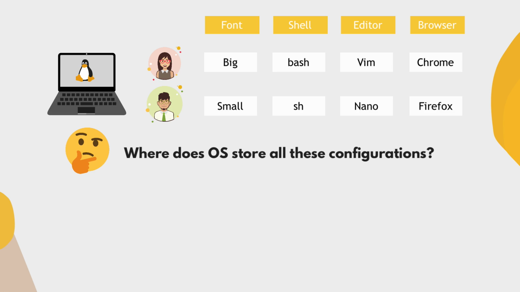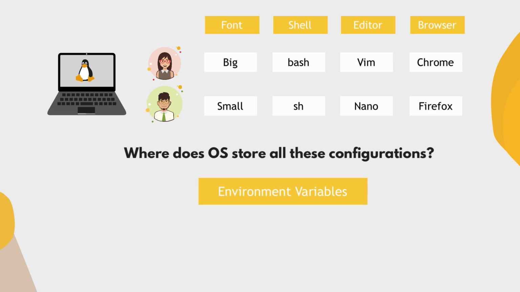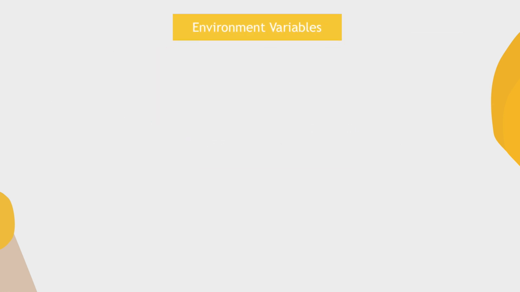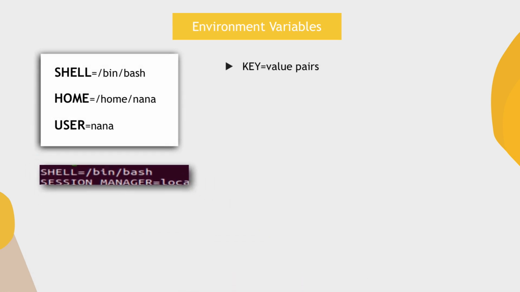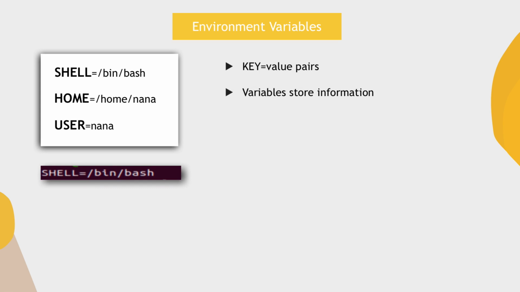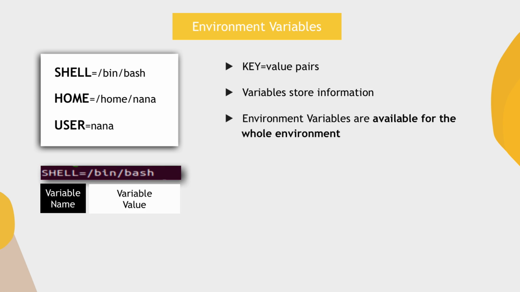Operating system stores this information in what's called environment variables, which are basically pieces of information defined by key value pairs. In bash scripting, you learned about variables. We have a name of the variable and the value that that name references. That's exactly how environment variables are defined. But these environment variables are available for the whole environment, not just for one specific script. And the keys or names of these environment variables by standard are defined with all capital letters.